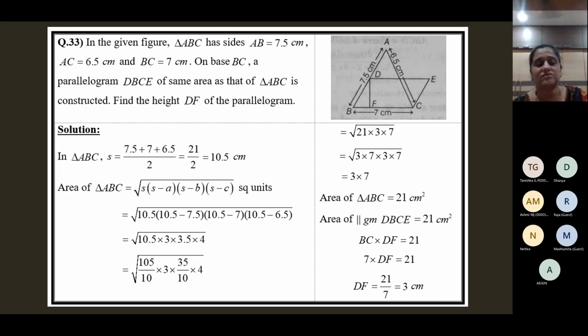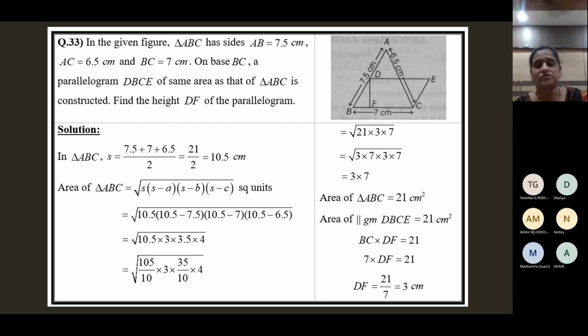Yes, children. Or if you can see the answer. I found the semi-perimeter and then the area. The decimal values I converted to fractions, simplified and got the area as 21 centimeters square. And the same is the area of the parallelogram. The area of the triangle and the parallelogram is the same. So area of parallelogram is also 21. Base into height is equal to 21. So like that you find the height of the parallelogram. See if my working is correct, children. My subtraction and my working. Please see.